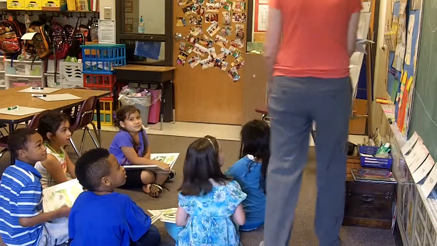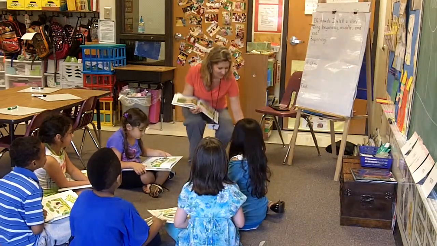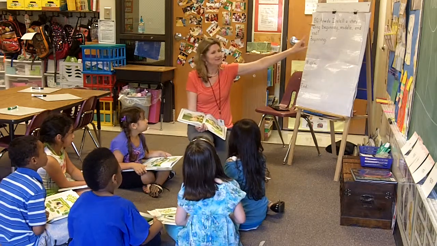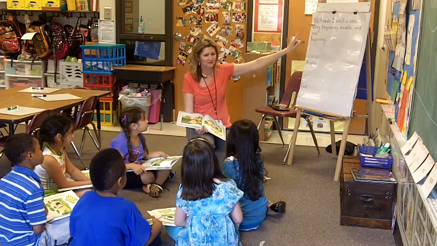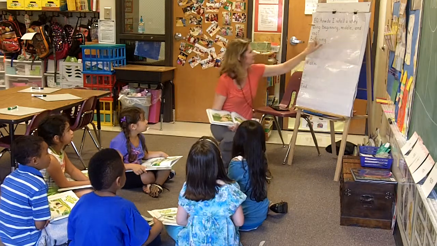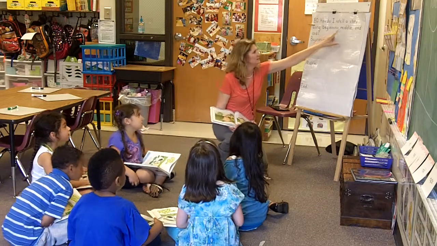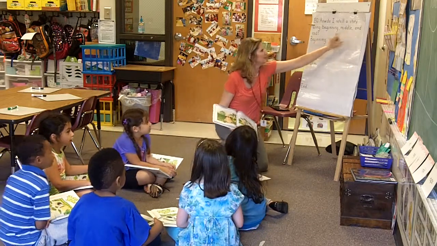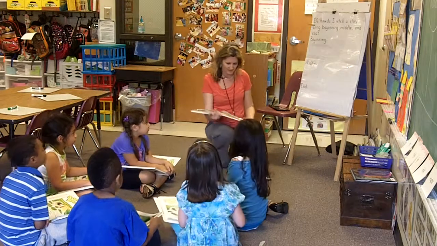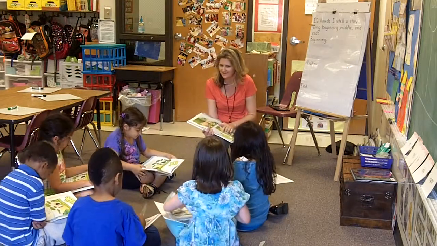We're going to be reading this story today, and we're going to be learning about how to retell a story using the beginning, middle, and the end. Say that with me. Say beginning, middle, and end. And the name of the story is The Seven Sillies.